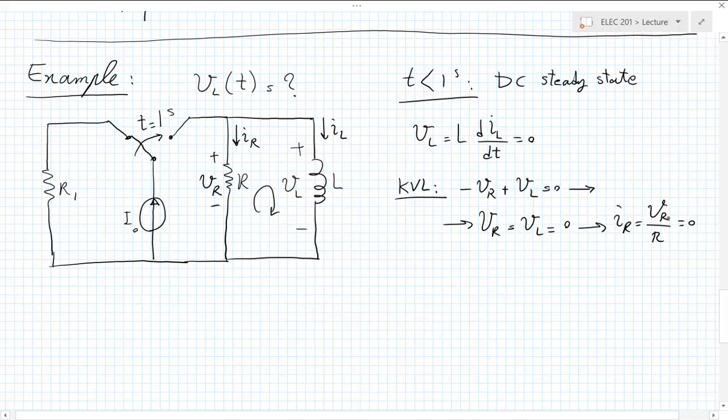Now, what does that say about the current of the inductor? Let's see what KCL says. At that node, for t less than 1 second, you see this top wire is not connected anywhere. So you have minus IR minus IL equals 0.